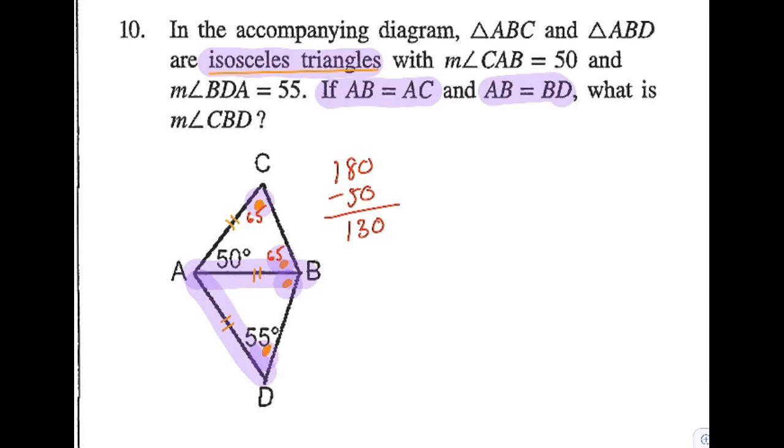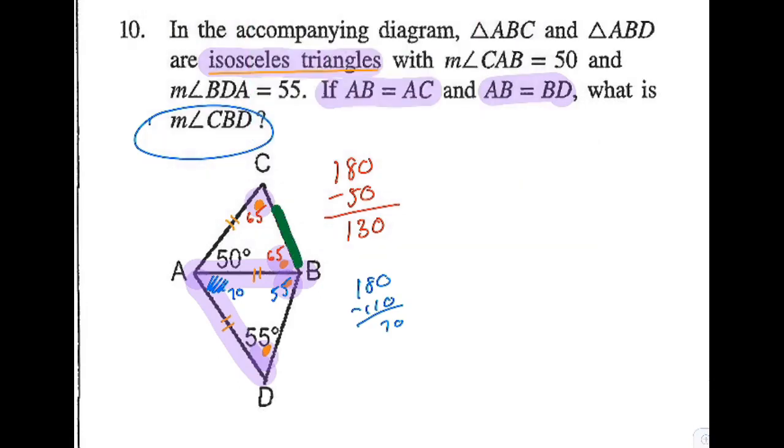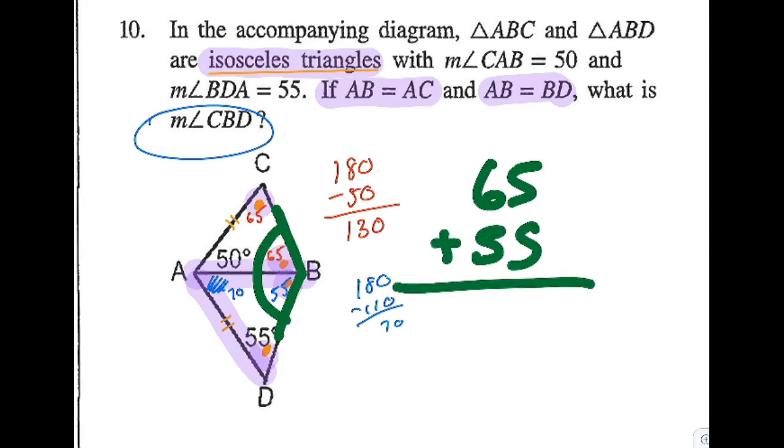Looking at the bottom triangle, this one's done a little bit differently because this is the vertex angle. So these two are the same, which means that would be 55. Together, that adds up to 110, which leaves me with 70 at the top. What it really wants, though, is angle CBD. Angle CBD is this angle here, 65 and 55 together. A giant, huge obtuse angle is 120 degrees.